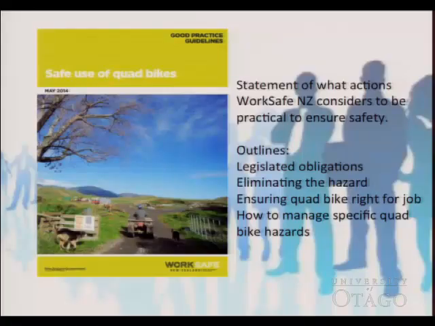Another way that we operationalise trying to get farmers to make changes and behave more safely is in the provision of safety guidelines, and these are called good practice guidelines. These are not compulsory, but they are a clear statement of what actions FarmSafe considers to be practical to ensuring safety. This particular one outlines the legislated obligations of farmers, the ways in which they could actually eliminate the hazard.